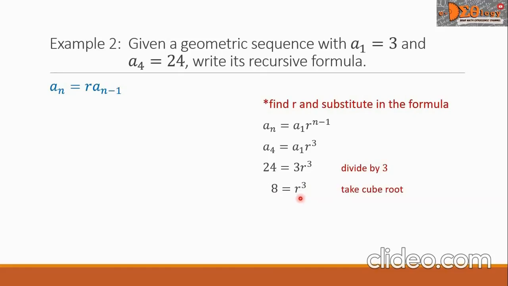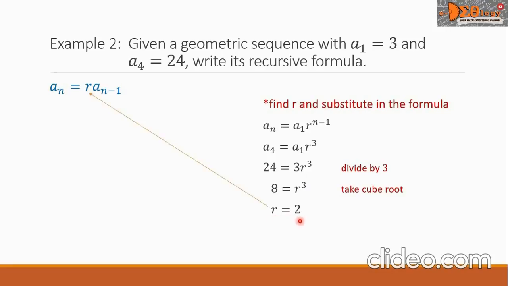Let us solve for r by taking the cube root of both sides. So the cube root of 8 will be 2, and the cube root of r cubed is simply r. So this is r equals 2. So we are able to find the value of the common ratio as 2.